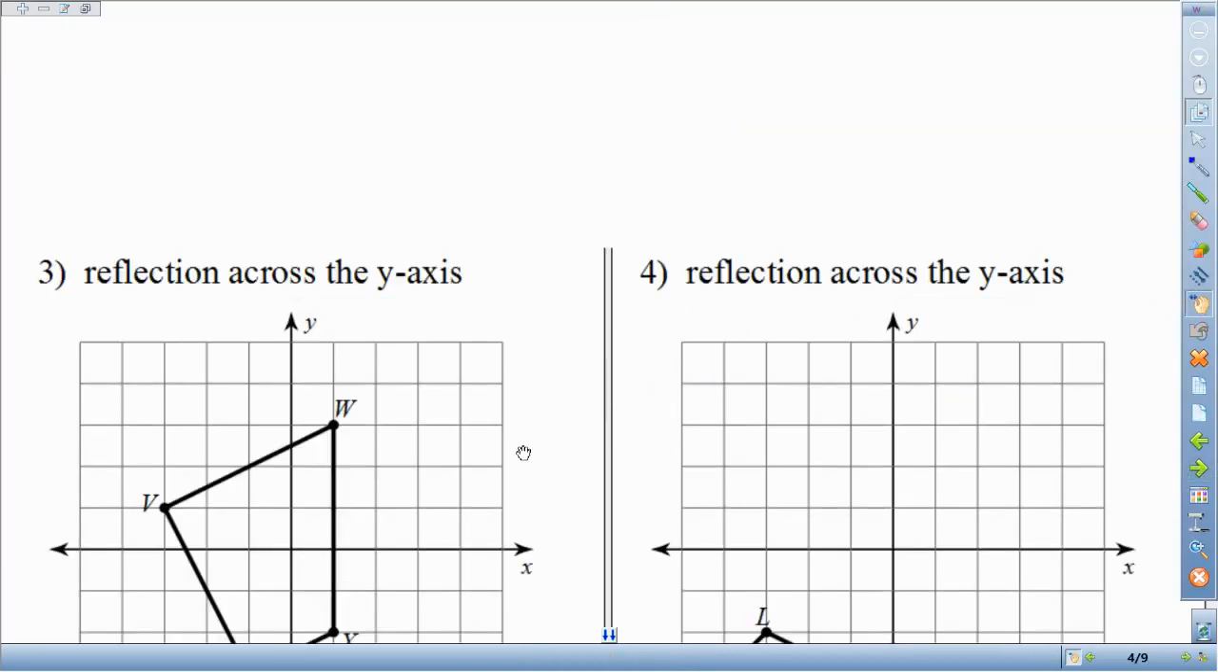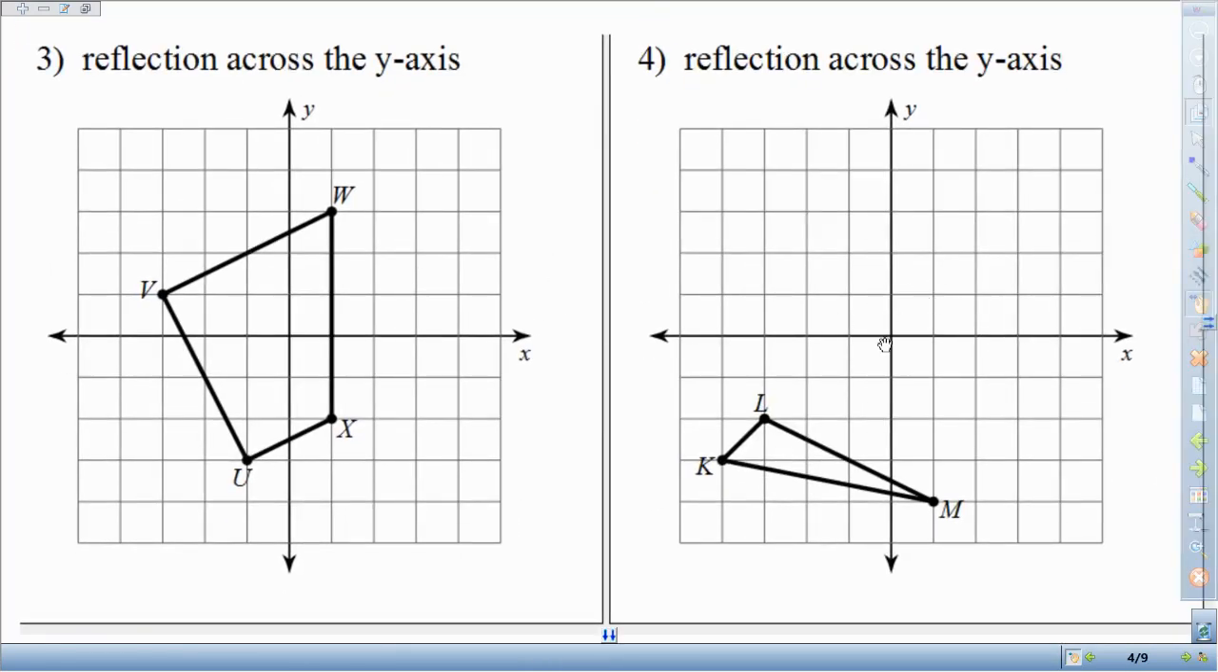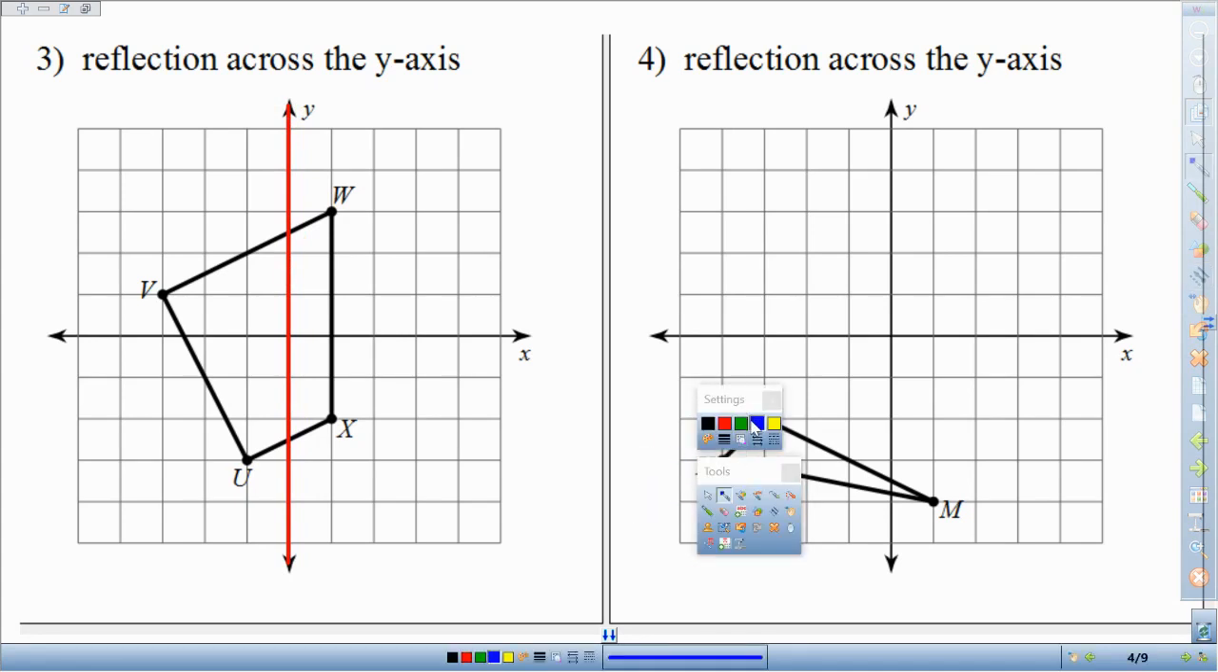All right, so let's try these numbers 3 and 4 here. They're asking us to reflect across the y-axis. All right, so again, let's go ahead and highlight it. Okay, remember the y-axis is this vertical line right here. So go ahead and highlight it. Okay, now we can reflect our points across the line. Notice when it comes to the y-axis, what we're looking for is how far to one side the point is, we'll reflect it to the other side. So it's kind of like a left and right thing.